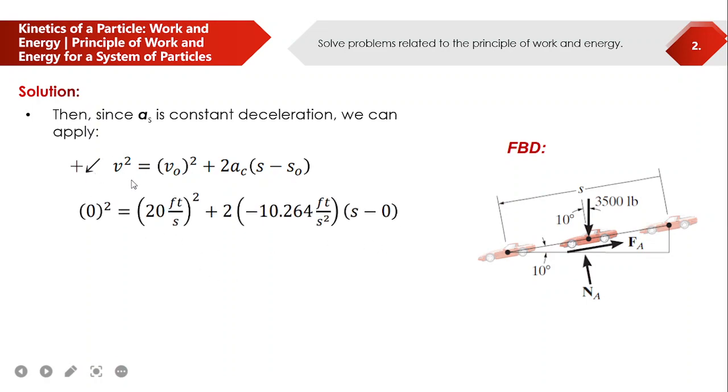Where your final velocity is 0, kasi nga nag-break. 20 feet per second squared, kasi nga initial velocity natin, plus 2 times our acceleration, negative 10.264 feet per second squared, times s minus 0, kasi nga initial position is 0. And that will be equal to 19.49 feet as well. So that's how you solve for your distance, using the principle of work and energy for a system of particles and the equations of motion.